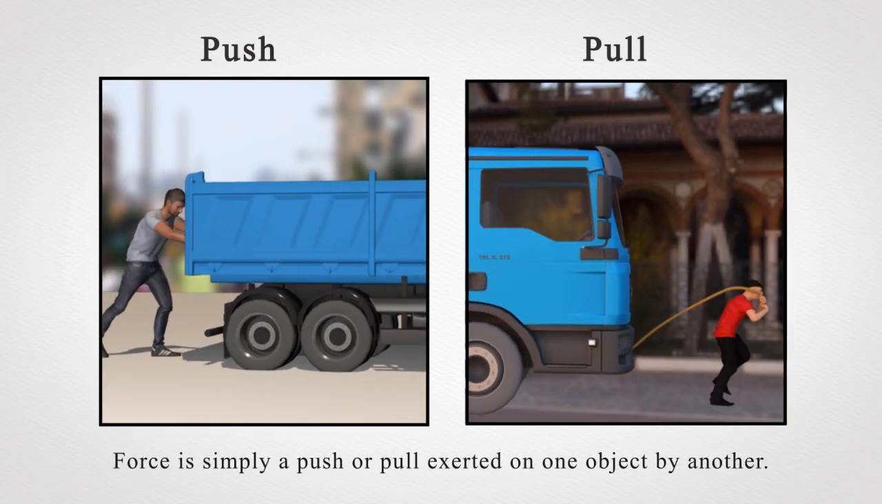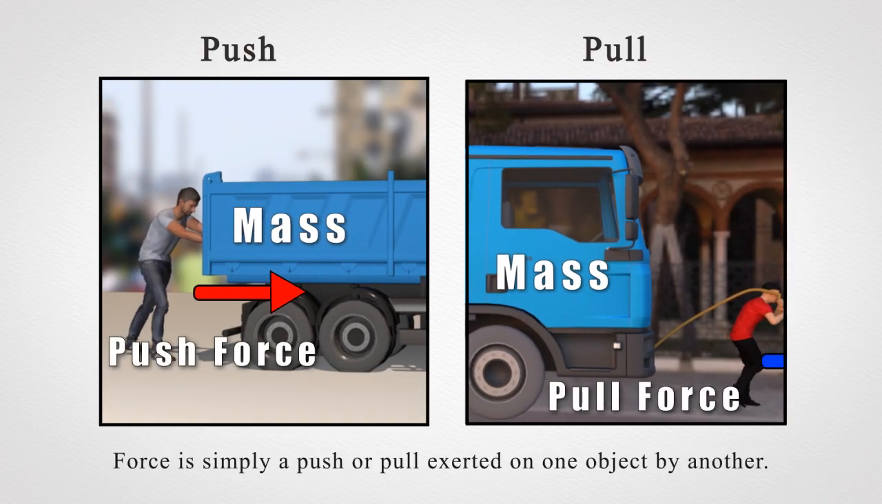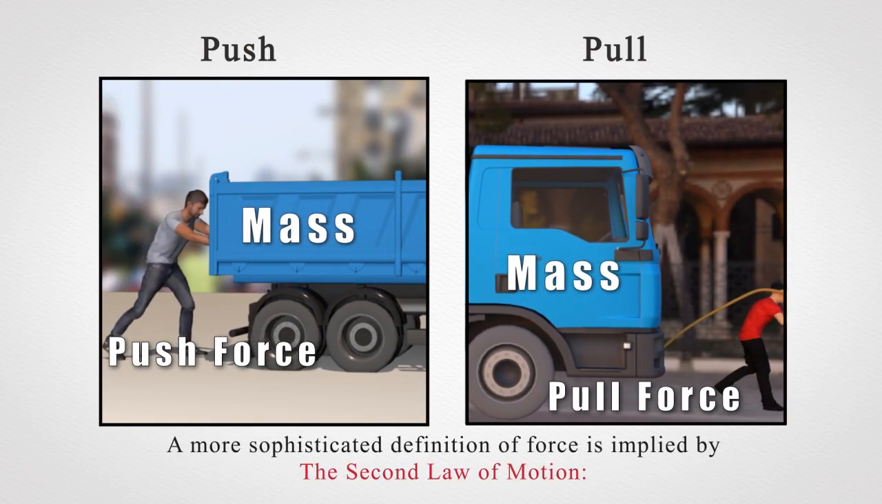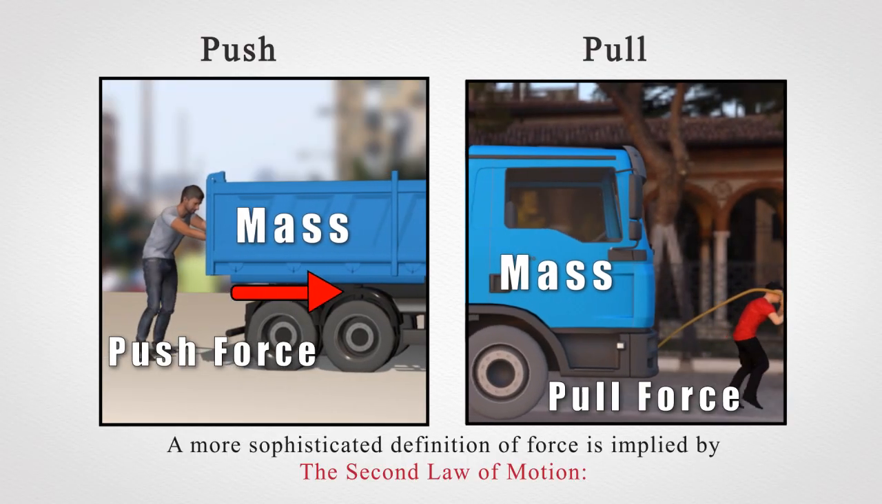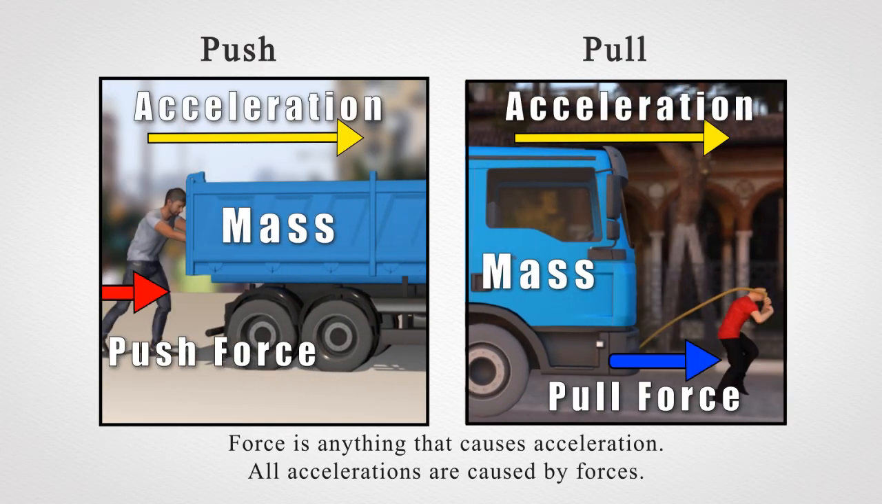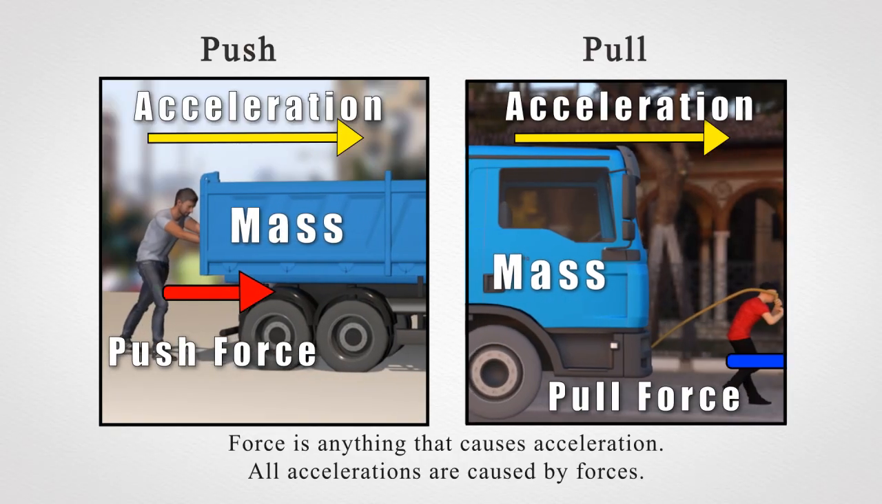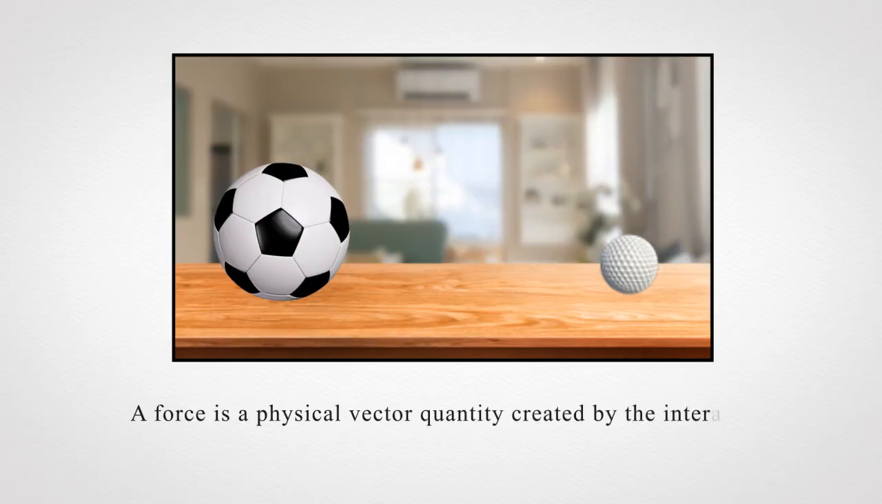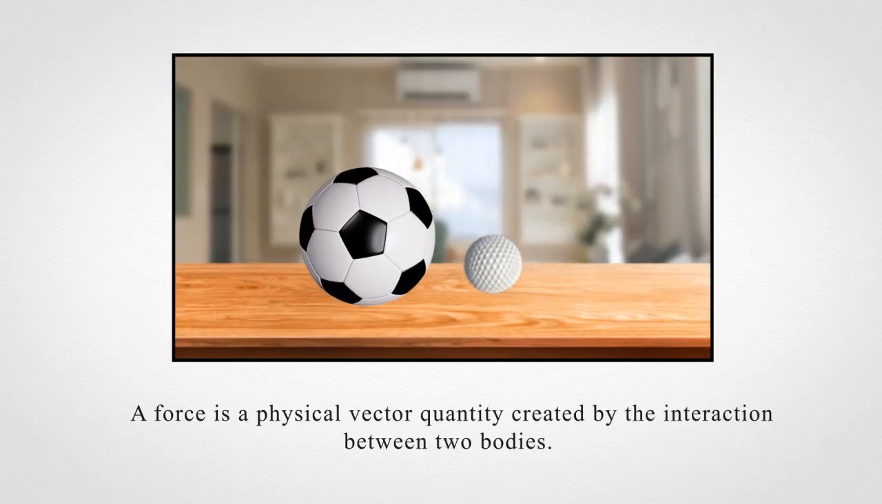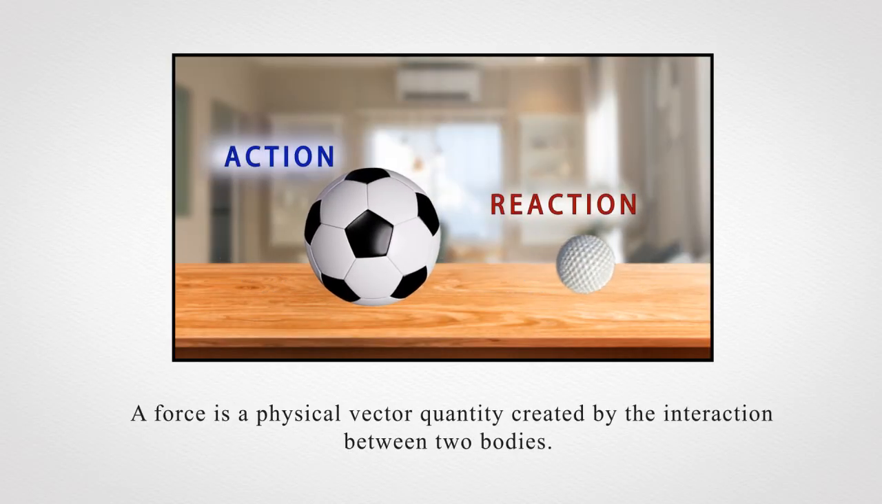Force is simply a push or pull exerted on one object by another. A more sophisticated definition of force is implied by the second law of motion. Force is anything that causes acceleration. All accelerations are caused by forces. A force is a physical vector quantity created by the interaction between two bodies.